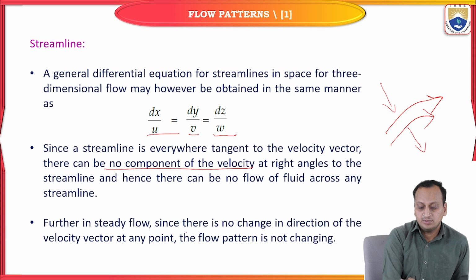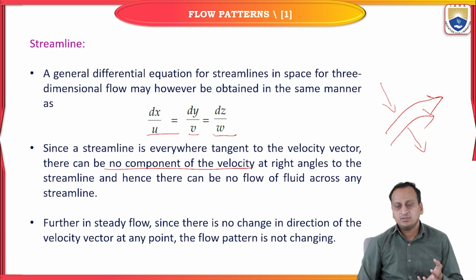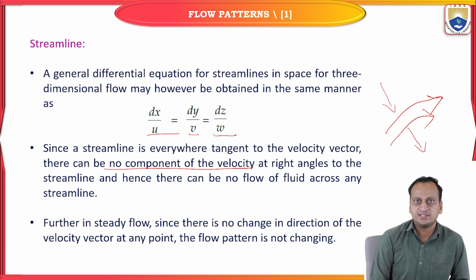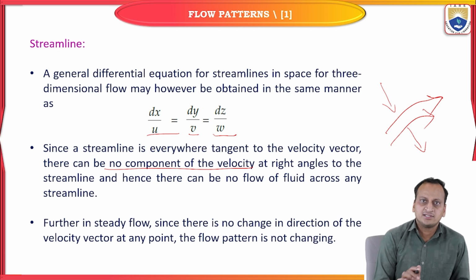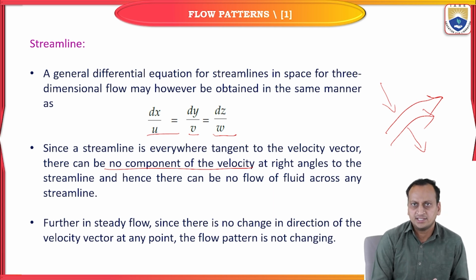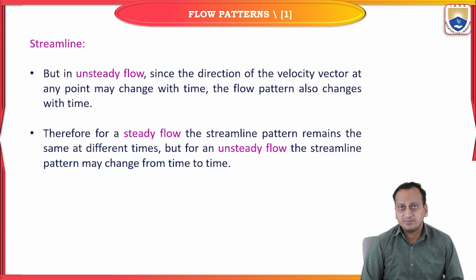Further, in steady flow, since there is no change in the direction of the velocity vector at any point, the flow pattern is not changing. So there will be steady flow and unsteady flow. In a steady flow, the velocity and characteristics of the fluid remain constant, therefore there is no change in the direction of velocity. But in the case of unsteady flow, these properties will vary.